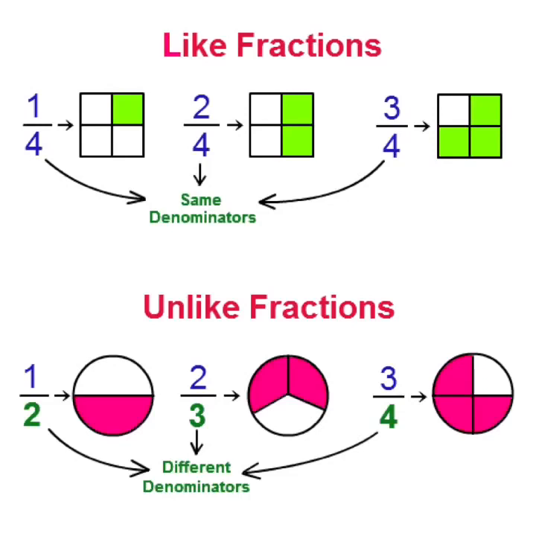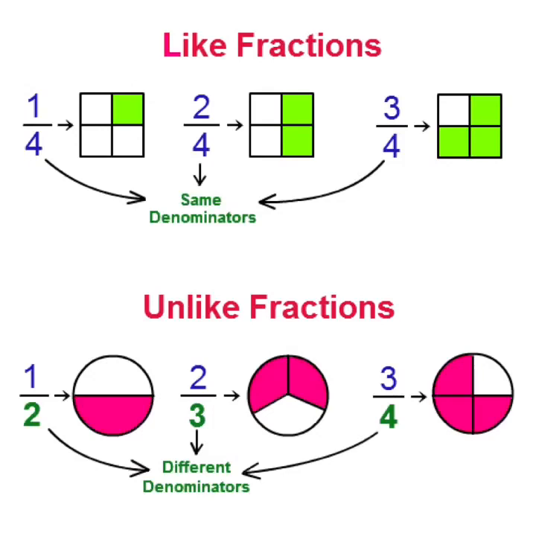Children, when a pair of fractions has the same denominators and different numerators, then those fractions are known as like fractions. But a pair of fractions which have different numerators and different denominators, or different denominators and the same numerators, are called unlike fractions. You can see this slide: 1 by 4, 2 by 4, 3 by 4. All the denominators are the same. That means 1 by 4, 2 by 4 and 3 by 4 are like fractions.